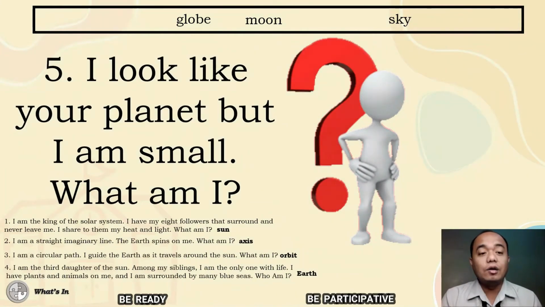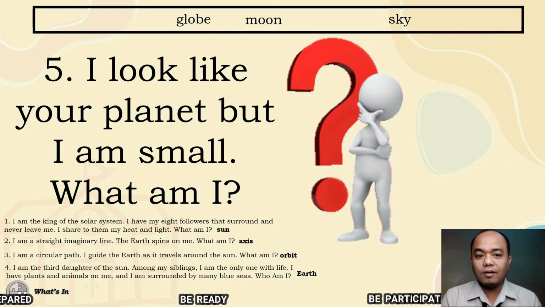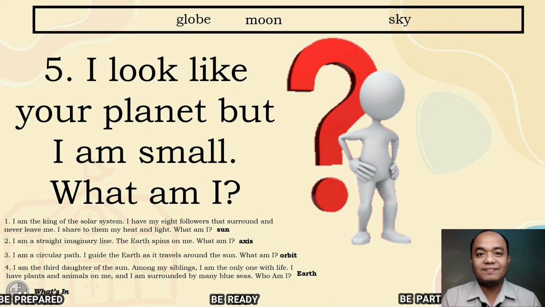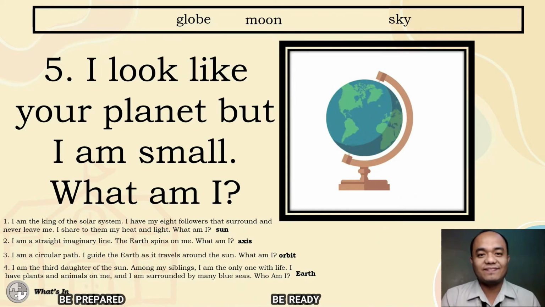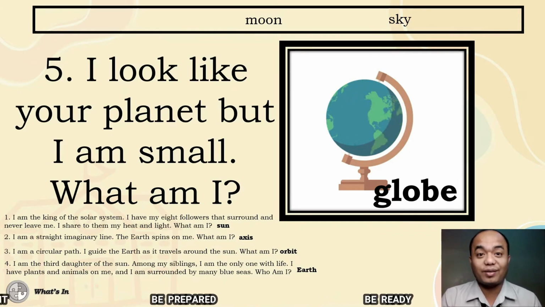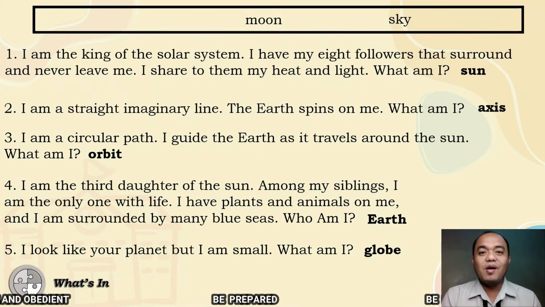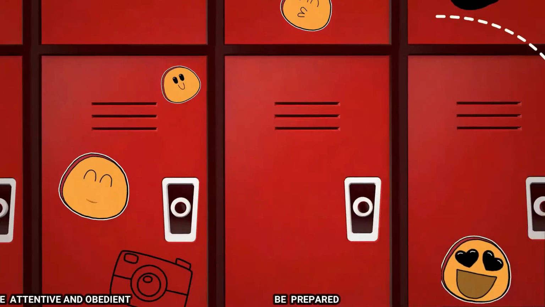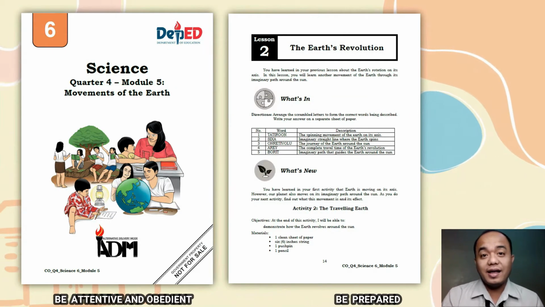Number 5. I look like your planet, but I am small. What am I? This one, what do you call this? Correct, that's globe. The globe is just a model of our Earth. So this is now the what's in part of your module, particularly in lesson 1. Now let's proceed to the what's in part of your lesson 2.